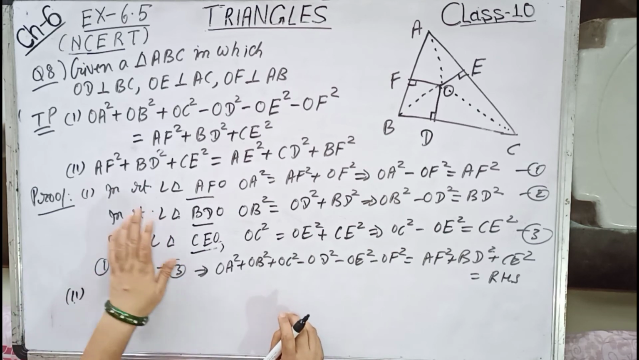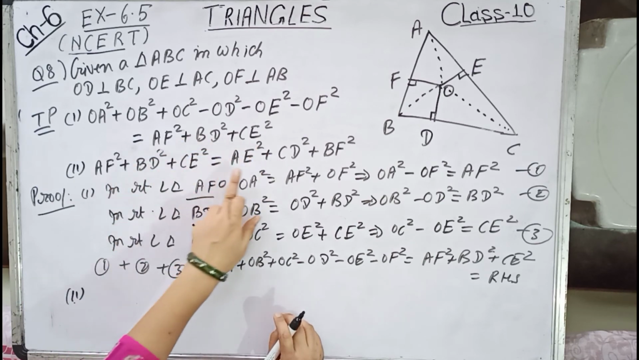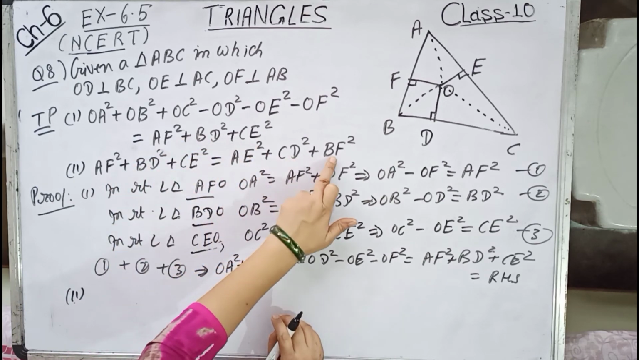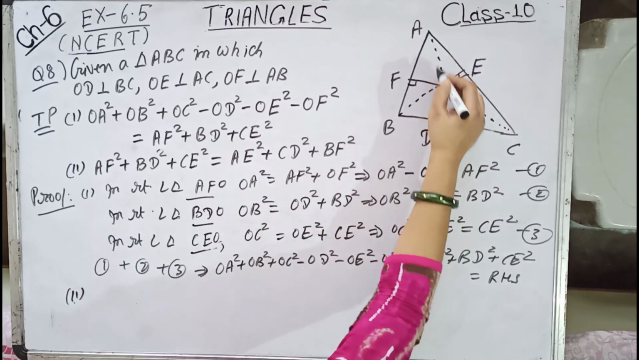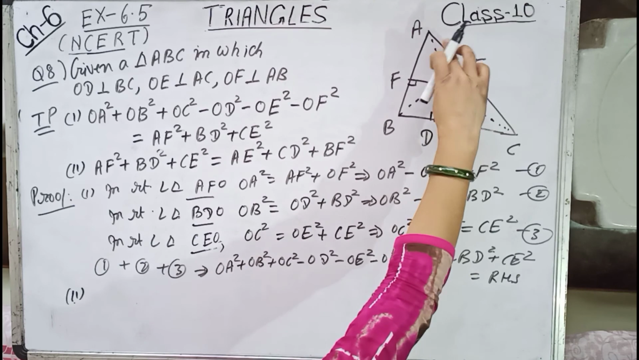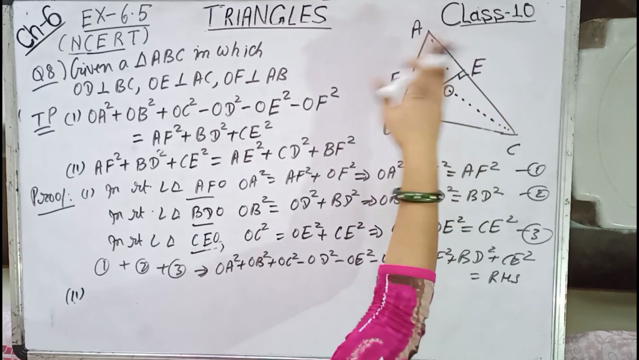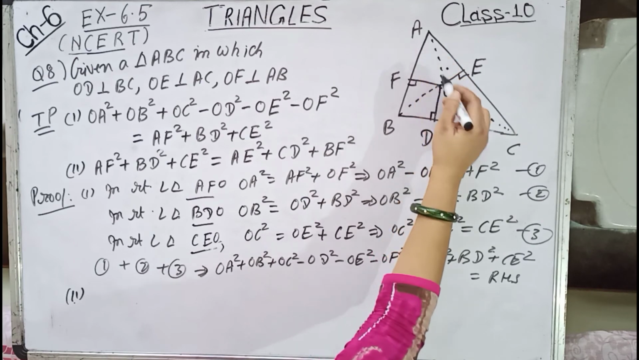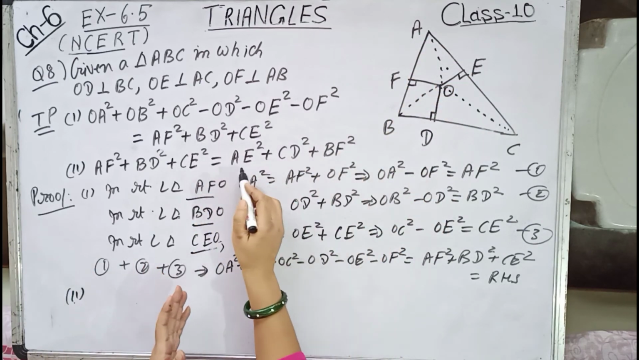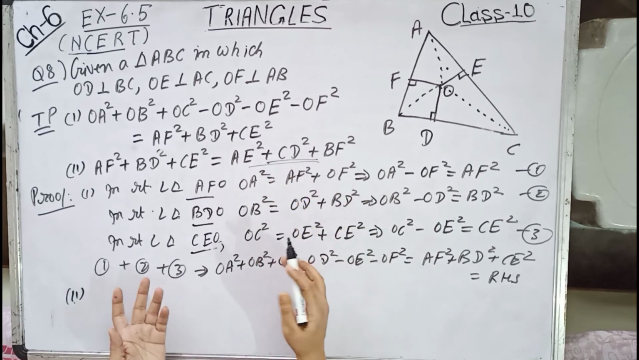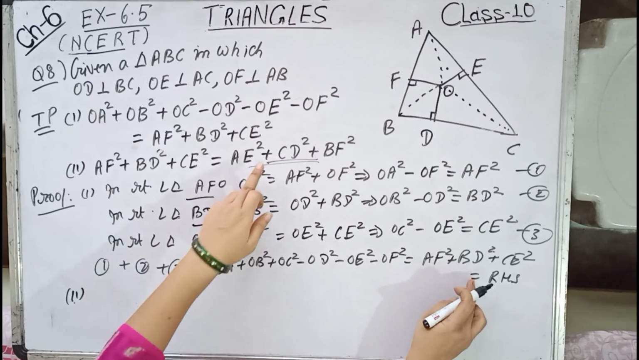Number 2, we have to prove that AF square plus BD square plus CE square is equals to AE square plus CD square plus BF square. Now, suppose in triangle AOE we have used over here AO square equals to AE square plus EO square. Now in this over here, if we use AO square equals to AF square plus OF square, we will be getting this result on RHS, and hence the same thing on the LHS, and RHS is these two, so these two will be equal.